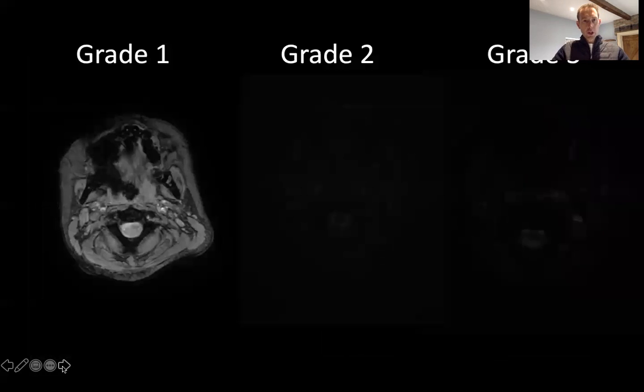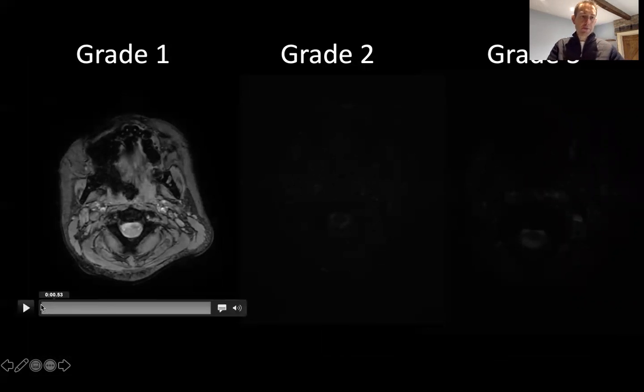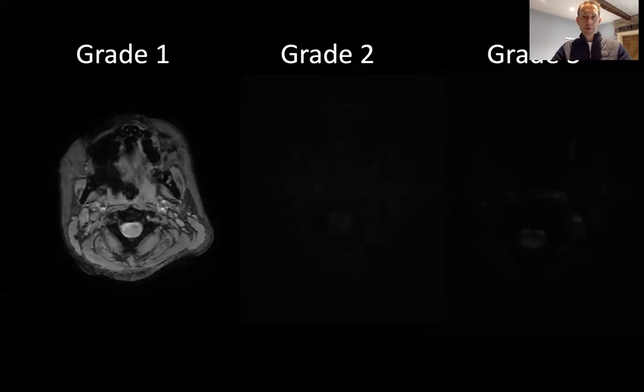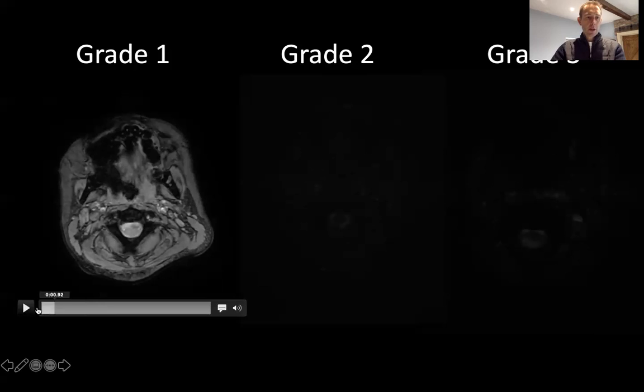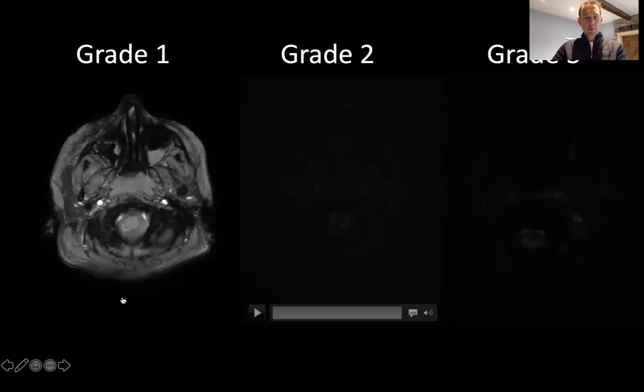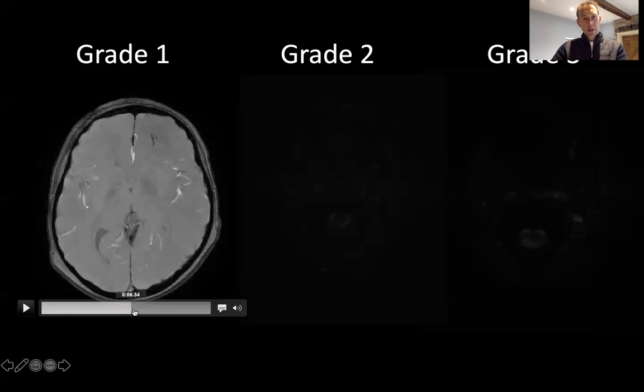The next slide will show you grade 1, grade 2, grade 3 side by side. So this is the Adams grading system. So grade 1 is mild, grade 2 is called moderate, grade 3 is severe. And grade 1, really you only get to see some of the deep white matter.